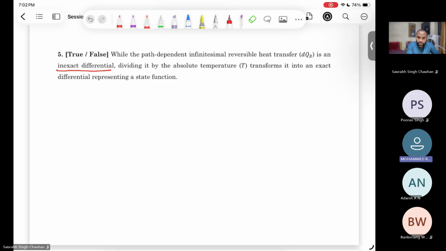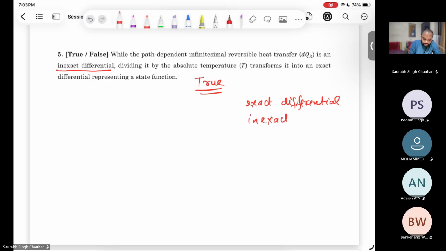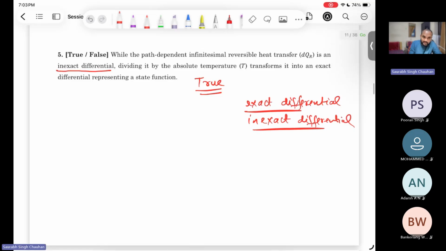Yes, sir. I think it's talking about entropy and it's correct, sir. So it is true, but you should have a clear understanding of these terms: exact differential, inexact differential, all these things. Are you comfortable with these terms? If you are, then we can proceed or we can discuss these terms.